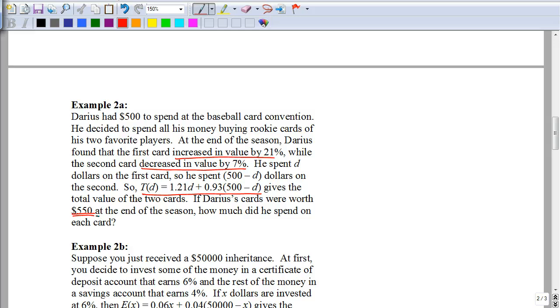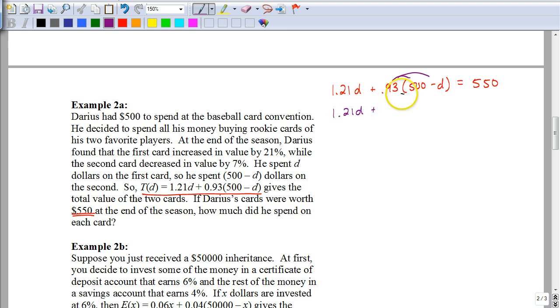So it says if Darius' cards are worth $550 at the end of the season, how much did he spend on each card? So to come up with my equation, I'm going to say 1.21D plus 0.93 times (500 minus D). So the total that it's going to be valued at the end of the year is $550. Now, when you look at this, it looks pretty confusing. It looks like it might be a little tricky. But all you have to do is start by distributing to get rid of the parentheses, because that's going to make this a little easier to work with.